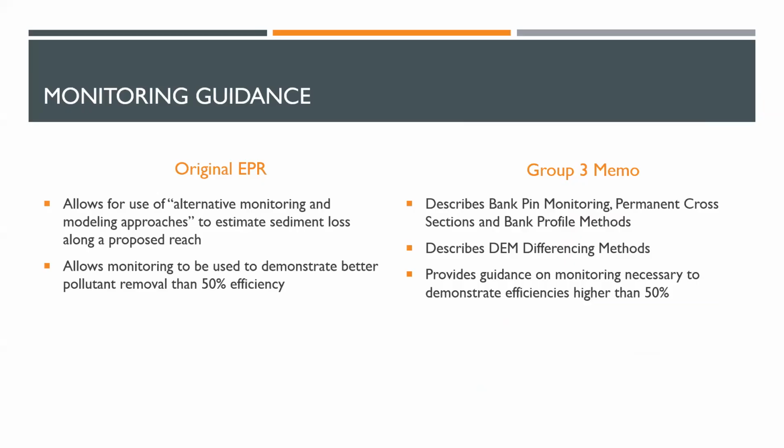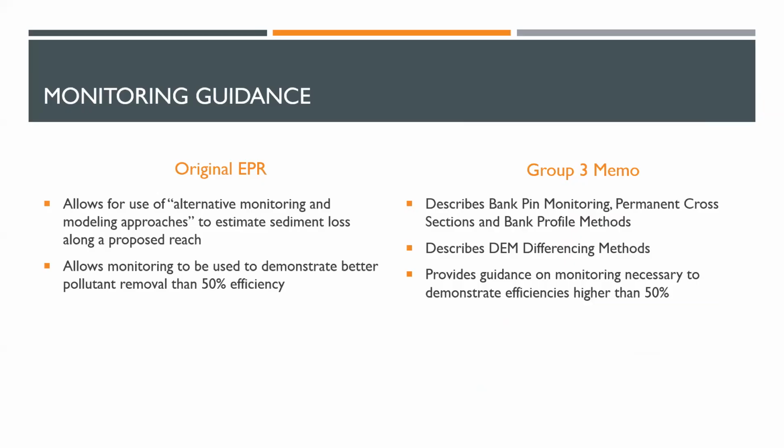So as I mentioned, the bank's approach was sort of spelled out explicitly, and then other methods were referenced but not really expanded upon. So this report goes in, talks more specifically about bank pin monitoring, using permanent cross sections, using LiDAR and DEM differencing approaches, if that's what you're using.